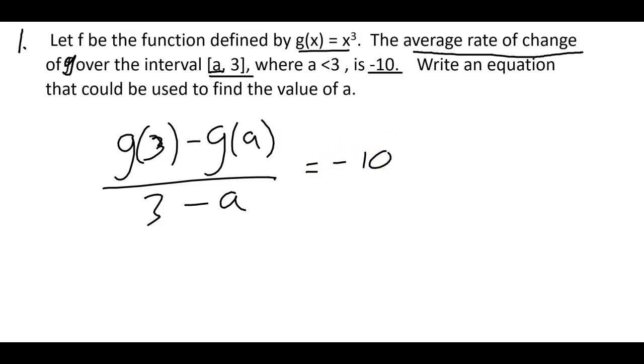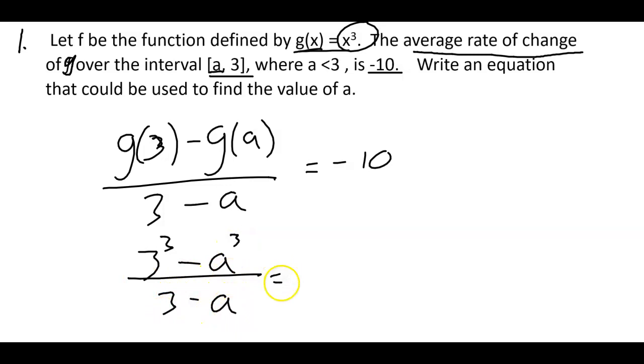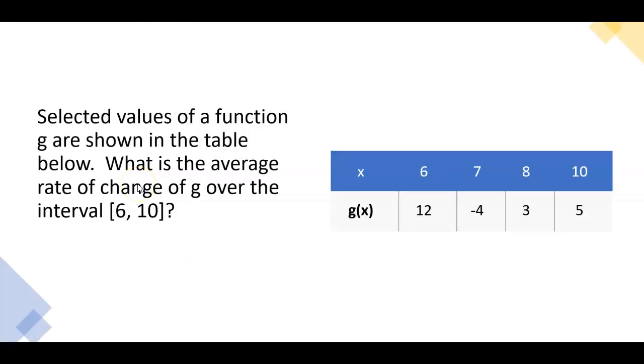You could even take it one step farther, and you could say, okay, well, since g of x is equal to x cubed, then that means this is 3 cubed minus a cubed over 3 minus a. So there it is. But that's as far as I think I'll go with that one. And notice, by the way, I didn't solve this. I just wrote an equation because that's all it's asking me to do. Let's go ahead and move on to number 2 here.